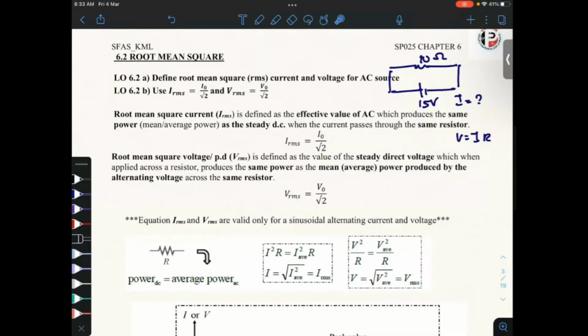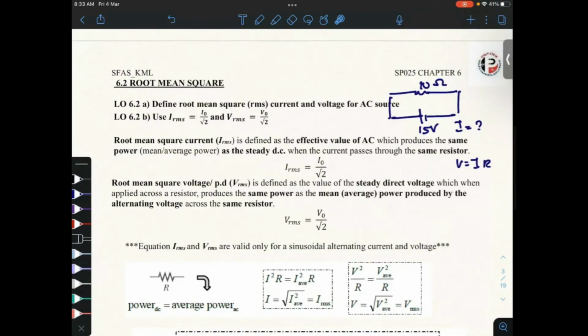Since they are constantly changing, we come up with a term to be used in order to mention the amount of current flowing in an AC circuit, which is root mean square. We will use the root mean square method. We cannot use average current here. Why don't we use average current? For example, if we say that on average this much current is flowing.